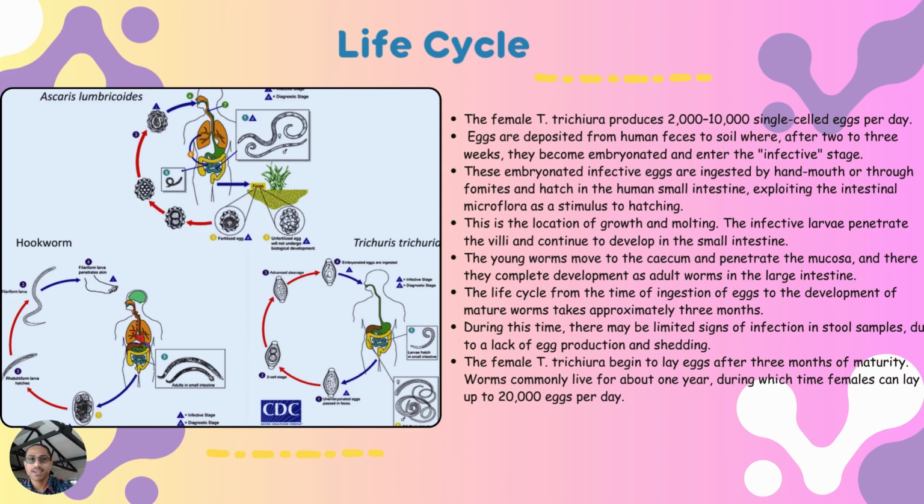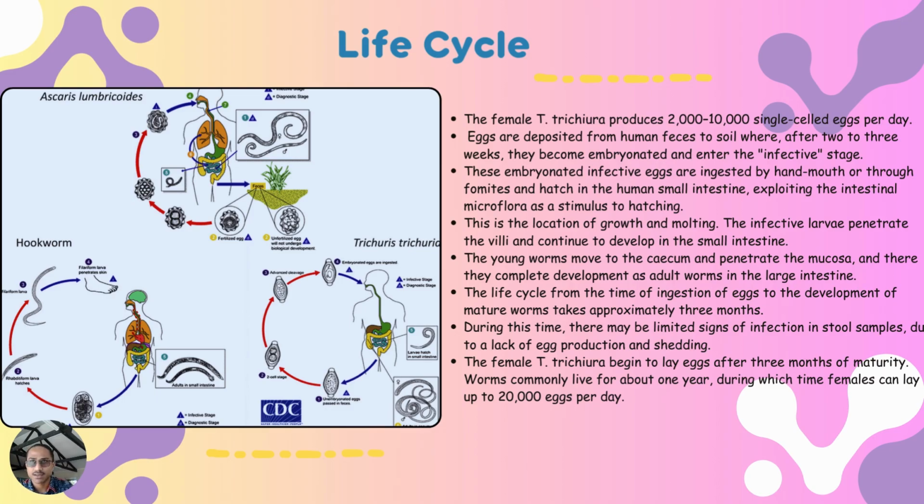The infective larvae then penetrate the villi and colonies develop in the small intestine. The young worms move to the cecum and then penetrate the mucosa, and there they completely develop as adult worms in the large intestine. The life cycle from the time of ingestion of eggs to the development of mature worms usually takes approximately 3 months.